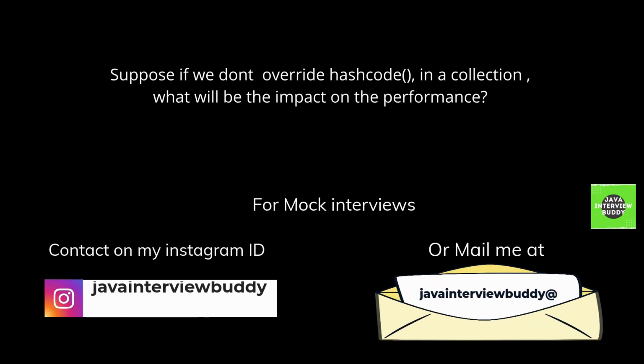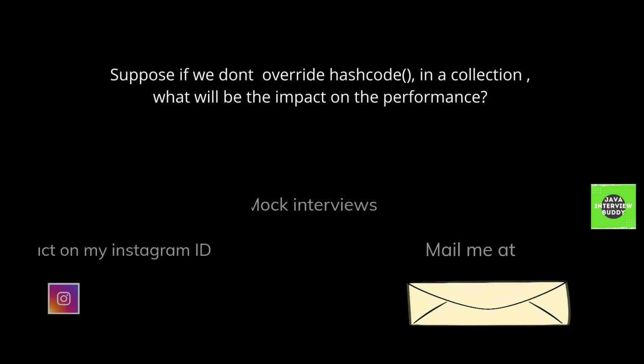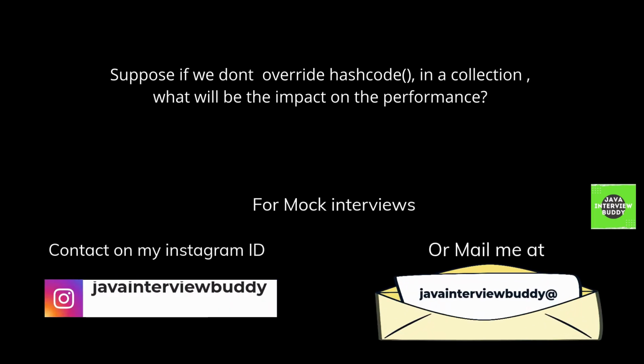Okay. Suppose if we don't override hashCode while using an object in a hashing collection, what will be the impact if we don't override the hashCode method? Then, as per my knowledge, the collection and all its implementation classes internally override the equals and hashCode methods, but we can explicitly override them also.